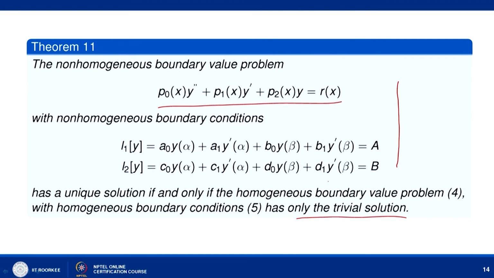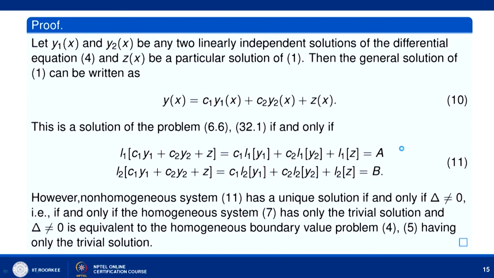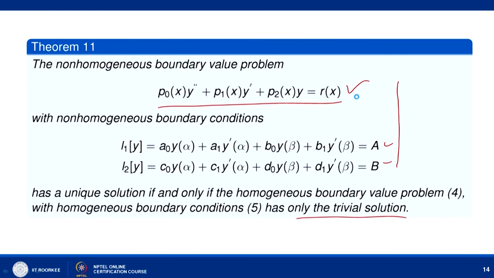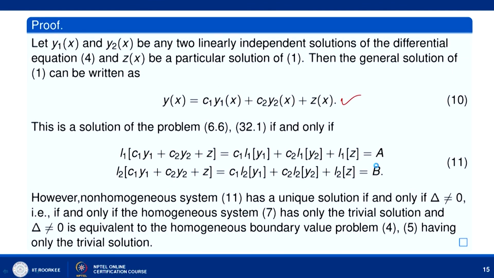So z(x) is a particular solution of this non-homogeneous boundary value problem, and it will satisfy this. Then the general solution of 1 can be written as y(x) = c1 y1(x) + c2 y2(x) + z(x). So this is a general solution of this along with the boundary conditions. Now since it satisfies the boundary conditions, we write L1 of (c1 y1 + c2 y2 + z) = A, and L2 of (c1 y1 + c2 y2 + z) = B. It satisfies this condition because y is a general solution of the non-homogeneous boundary value problem.